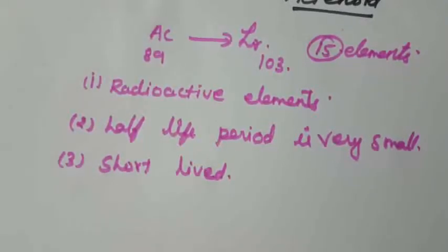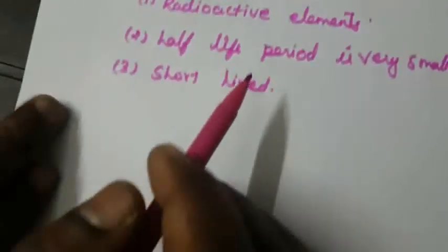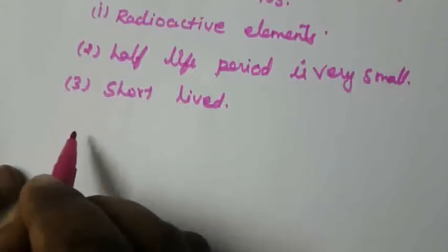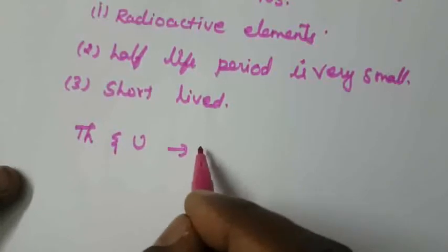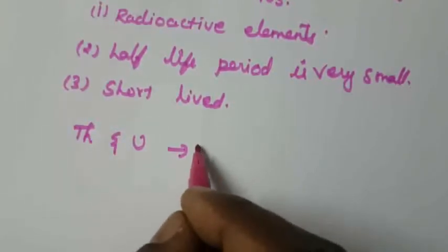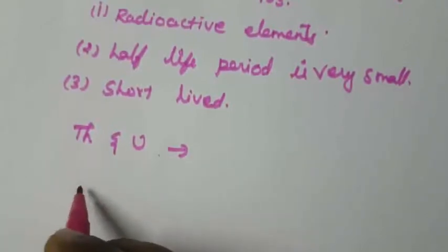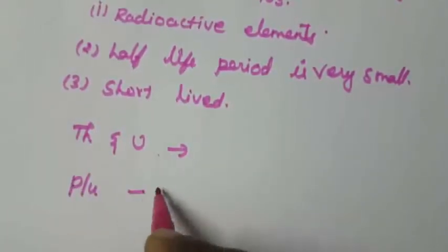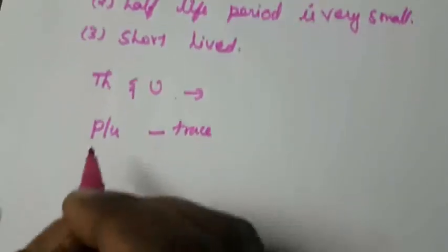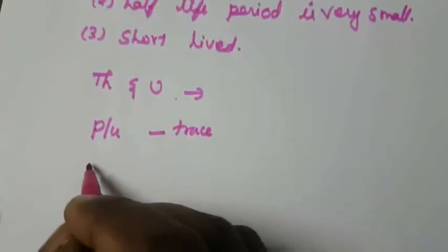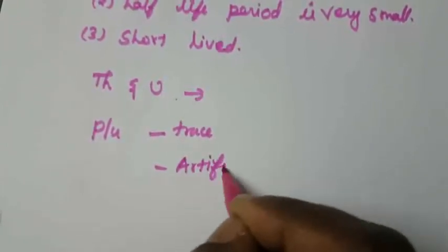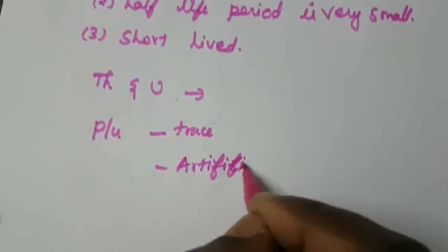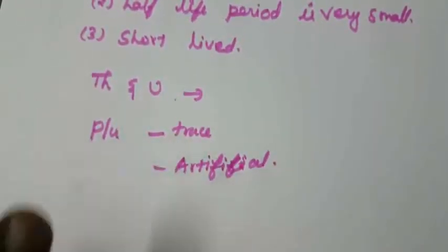So the next one is thorium and uranium. What is the occurrence of these elements? Thorium and uranium are obtained in considerable amounts in nature. Plutonium is obtained in trace amounts, and the remaining elements are artificial, synthetic radioactive elements. Okay, so this is the occurrence.